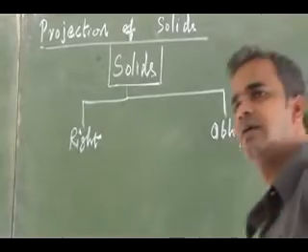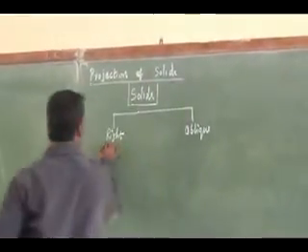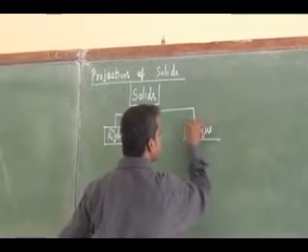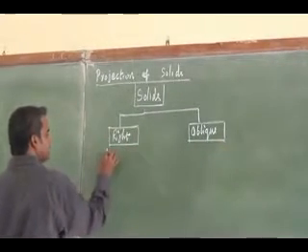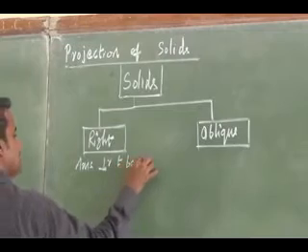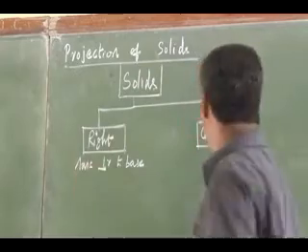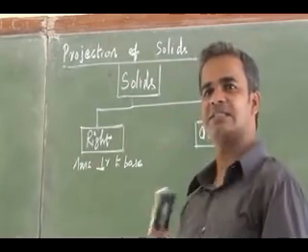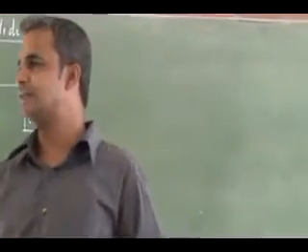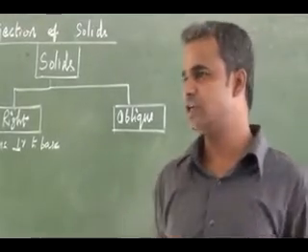Right solid, in the sense, means the solid's axis is perpendicular to the base. Then it is a right solid. Then I have an oblique solid. Whatever solid you have, it will have an axis. Here, they are all perpendicular to the base. So these are all the right solids we have.